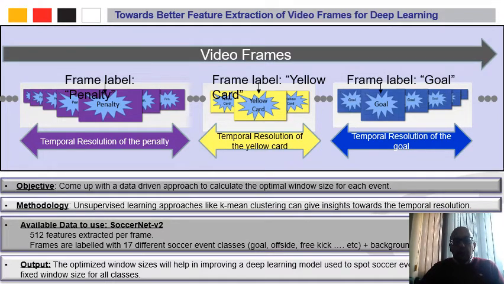The output, the tools that we'll be using: we use machine learning using Python. And hopefully the output is what is the best window size, so what is the best temporal window size that will help in improving the ability of the deep learning model to identify the time of occurrence, or the frame of occurrence, of different events. So this is the first project.